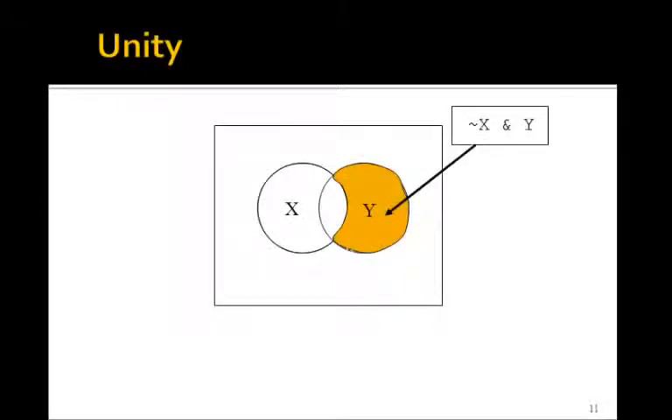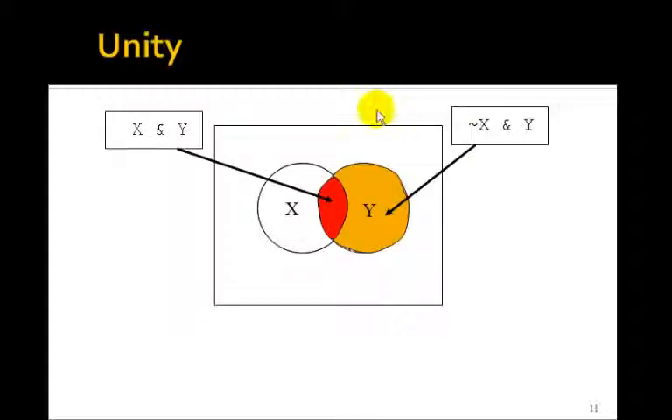Now, let's look at this unity theorem. Here's not x and y. And you remember this little red area was x and y. There's that little football area. What happens if we OR these two together? What are you going to get? Yeah, exactly, you're just going to get y. This is all of y. So x and y, the red area, ORed with not x and y, this area, must be equal to y. You see that? This is called the unity theorem.